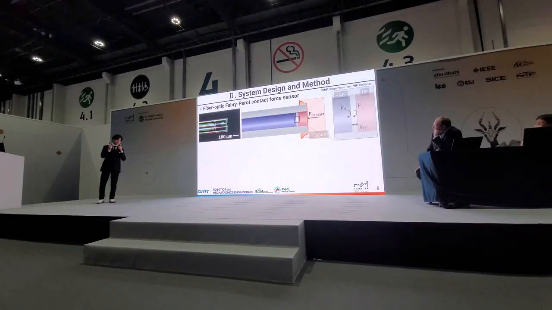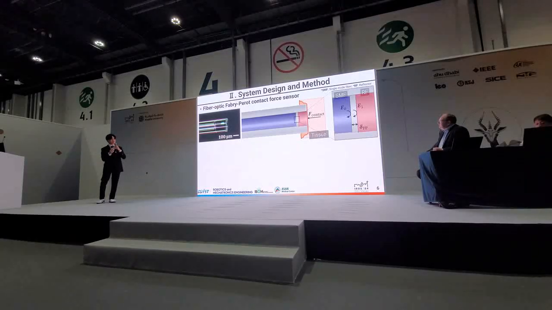As shown in this figure, the fiber Fabry-Perot interferometer can be implemented by composing a very small space between the optical fiber and the reflector. This is called the Fabry-Perot cavity, and the Fabry-Perot interferometer can measure the nanometric displacement of the cavity.